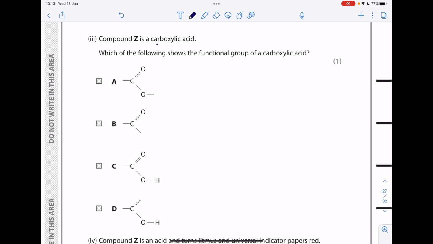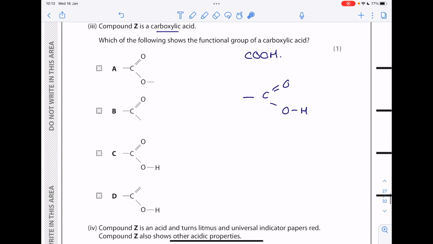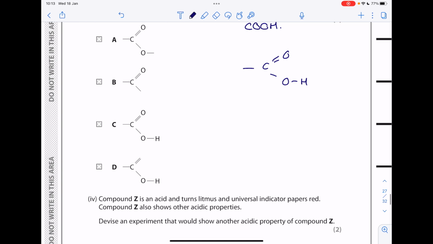Compound Z is a carboxylic acid. Which of the following is the functional group of a carboxylic acid? Practice drawing this. Remember, each carbon forms 4 bonds. Oxygen always forms 2. Hydrogen forms 1. Which one matches? It's C.